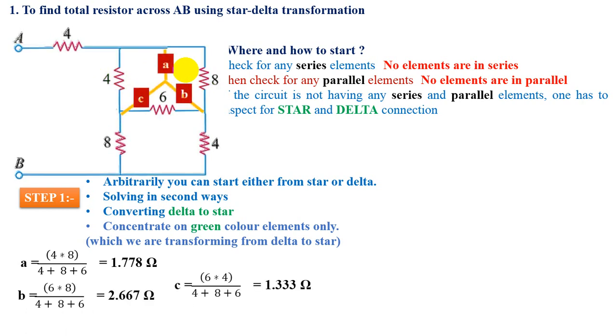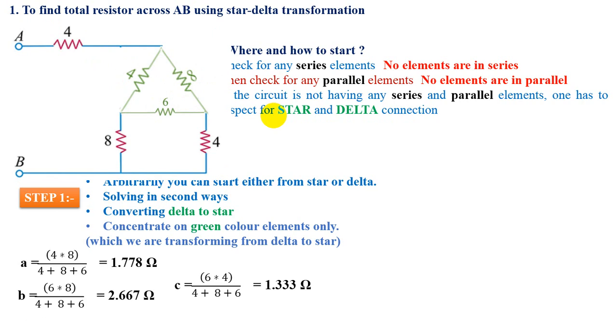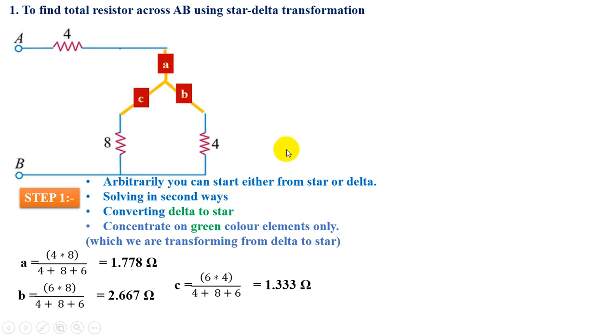So once you have done that, what will we do? If you have a doubt how these 4, 8 and 6 are in delta, you can also rewrite this circuit in this way, right? And you can see we have to convert this delta to star. How? From this end, one from this end, and one from this end. So this is A, this is B, and this is C, right?